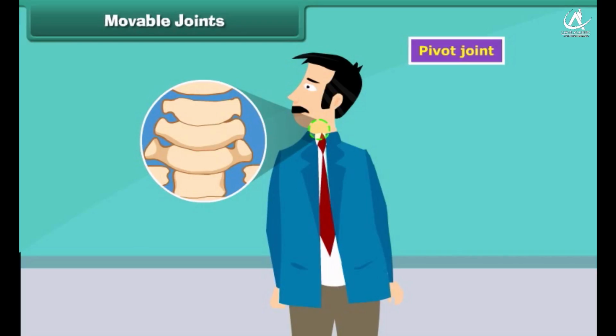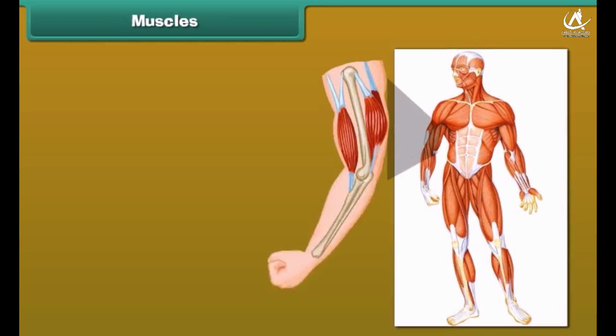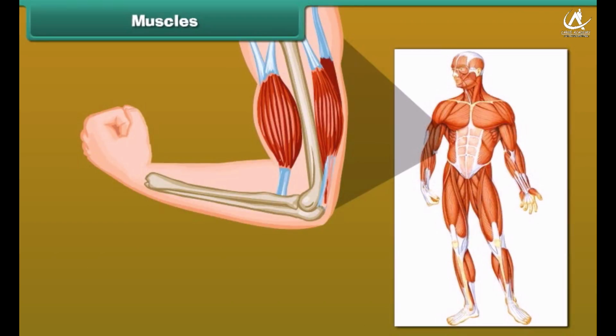Friends, make a tight fist and bend your arm at the elbow. Feel your upper arm. It feels harder. This is called the biceps. The biceps are muscles. There are about 600 muscles present in an adult human body.